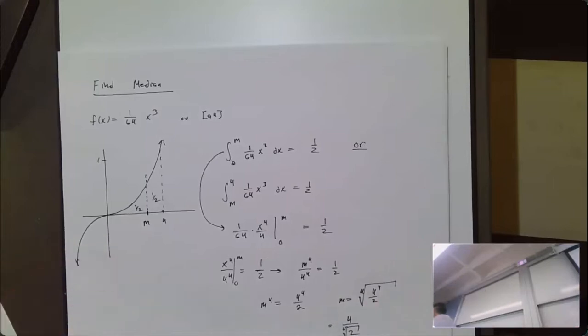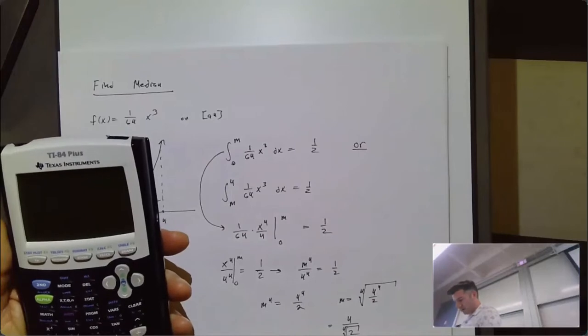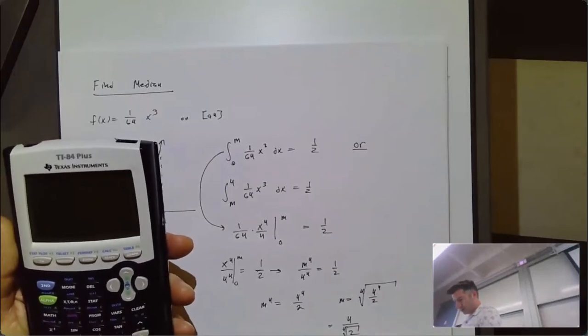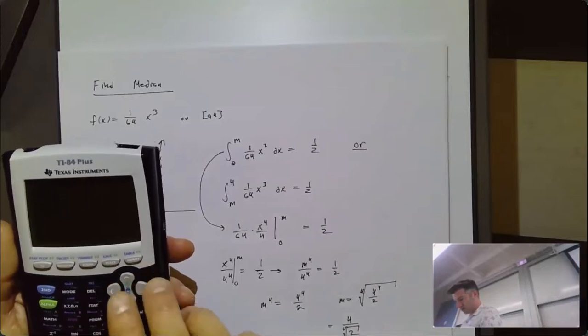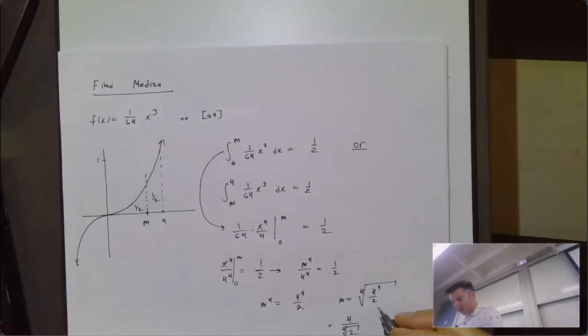Just for the sake of seeing where it lies, how does my calculator keep disappearing? Hiding myself in the wrong pocket. So let's see, 4 divided by the 4th root of 2. That's approximately 3.36.